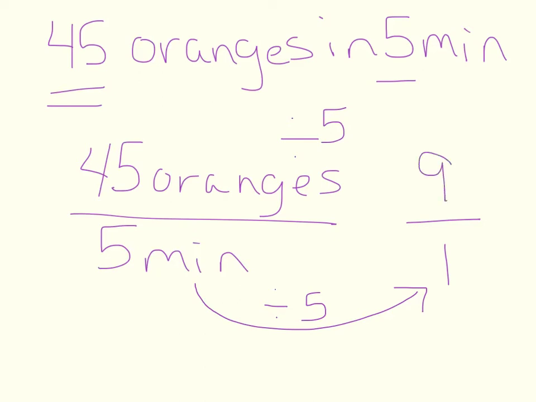So the unit rate in this example is 9 oranges in 1 minute. So she can pick 9 oranges in 1 minute. That would be considered the unit rate.